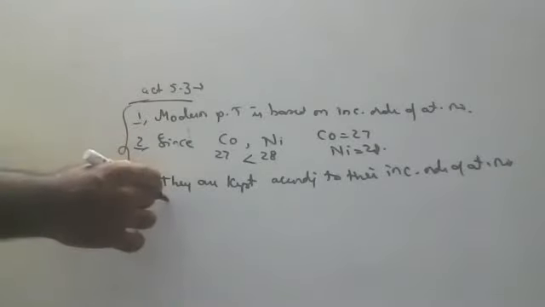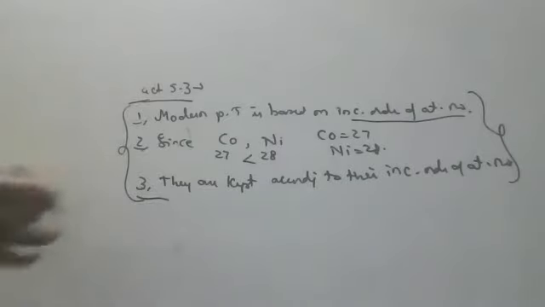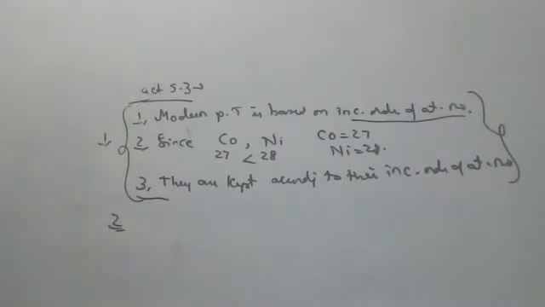Why is it resolved in the modern table? Because they arrange the elements in increasing order of atomic numbers. Writing points, children, all of you.